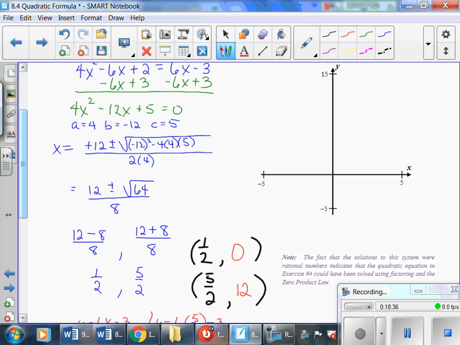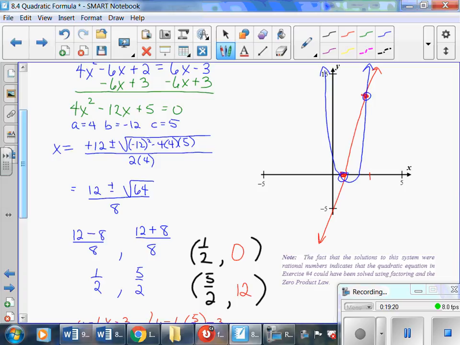So according to this one, our 2 points of intersection are 5/2, 12, which is 2.5, 12. So here's 5. Here's 2.5. Here's 12. There's 1 point of intersection. And the other is 1/2 comma 0. So maybe somewhere around here. So remember, this is going to be the line going between. This is a very, very rough sketch, so my apologies. All right, and I know that the parabola has to go through these 2 points, so I know the parabola is going to look something like that. All right, so here are the 2 points of intersection.